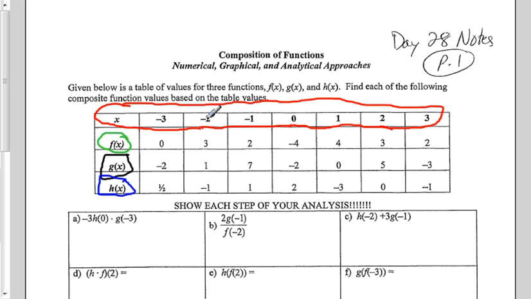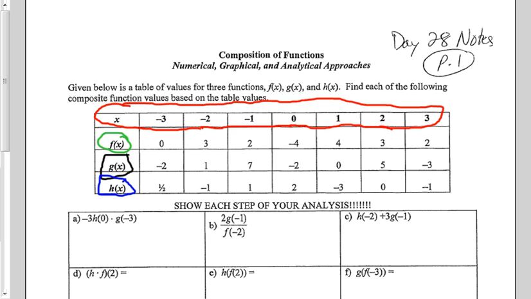So when x is -2, f of x is 3, so the point on the function f of x is (-2, 3). When x is -2, the value of y on g of x is 1, so the point (-2, 1) is on g of x. And when x is -2, the value of y on h of x is -1, so the point is (-2, -1). Okay, normally we see it vertically.